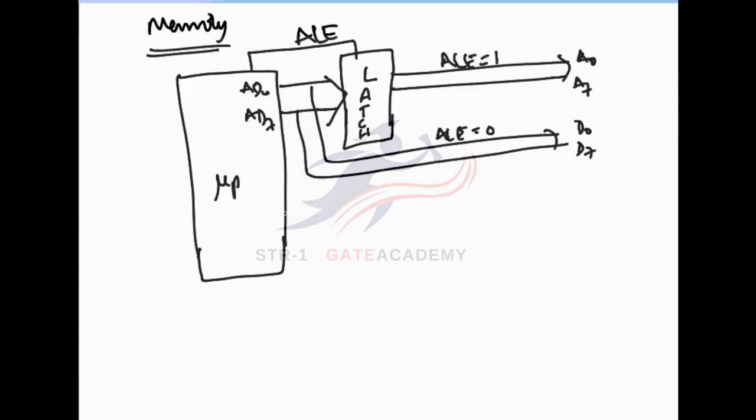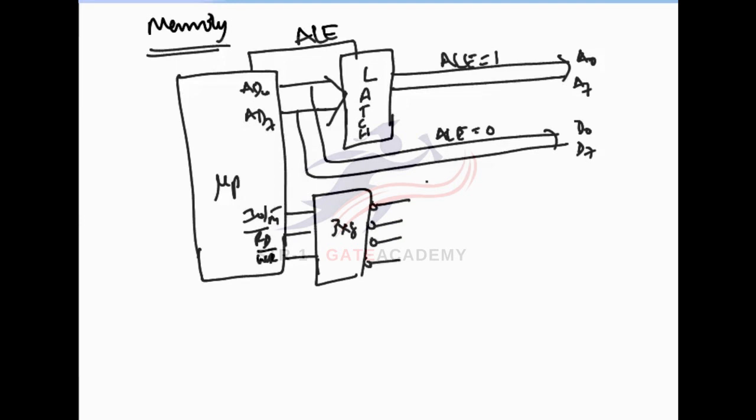Similarly, as already discussed, IO/M bar, read bar and write bar. These three are connected to one decoder, a 3 to 8 decoder. It gives you totally 4 operations. What are those operations?